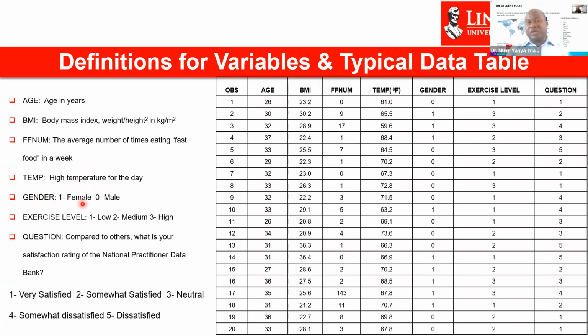Gender, one for female, zero for male. And then exercise level, one for low, two for medium, three for high. Then the question: compared to others, what is your satisfaction rating of the National Practitioner Data Bank? One can be very satisfied, two can be somewhat satisfied, three can be neutral, four can be somewhat dissatisfied, and five can be dissatisfied.